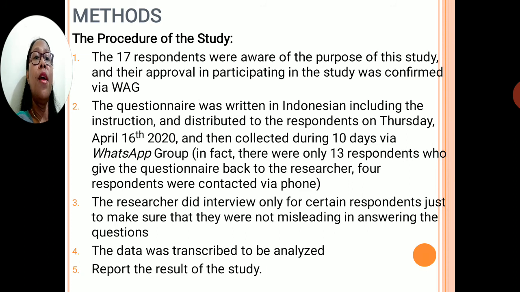But actually, there were only 13 respondents who gave the questionnaire back to me. 4 respondents were contacted via phone. And the third procedure is the researcher did interviews only for certain respondents just to make sure that they were not misleading in answering the questions. The next procedure is the data was transcribed to be analyzed, and the last one is to report the result of the study.